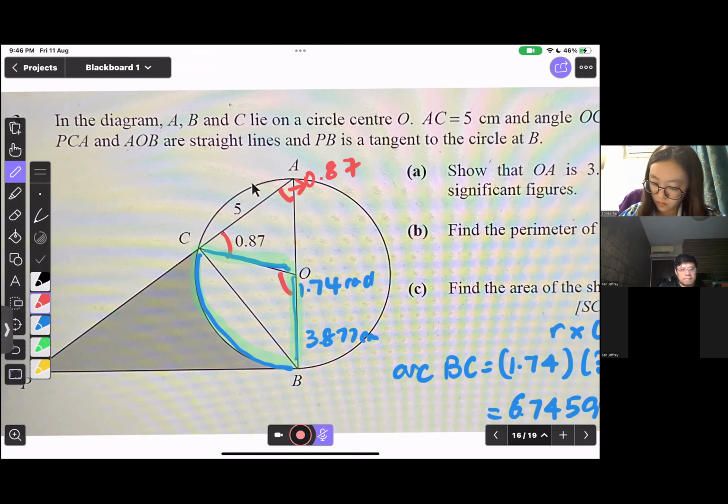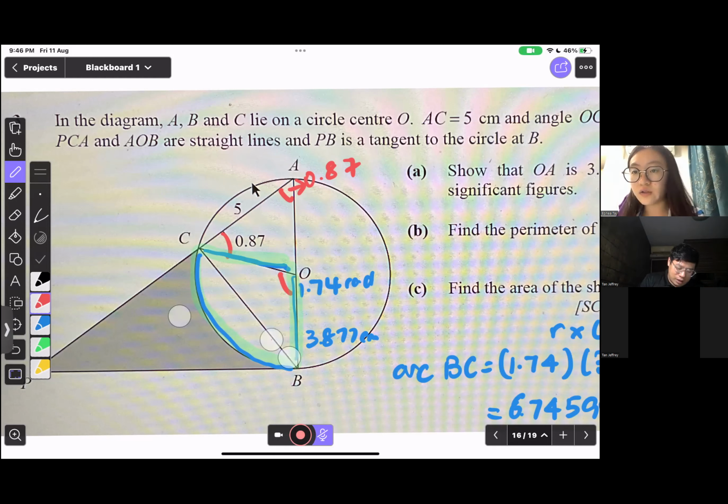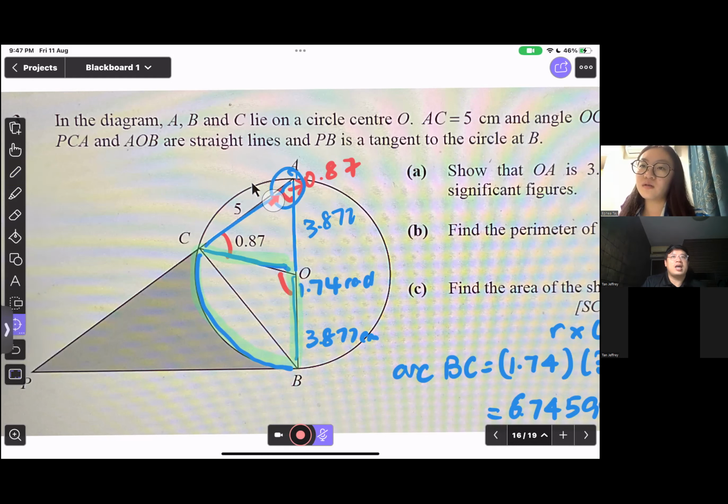Wait, sorry, how do I find the area of triangle ACO? You must remember what you found earlier. What is OA? Okay, so 3.877, right? This is 5, right? This is 0.87, right? Half ab sine C. Yeah, then can already.